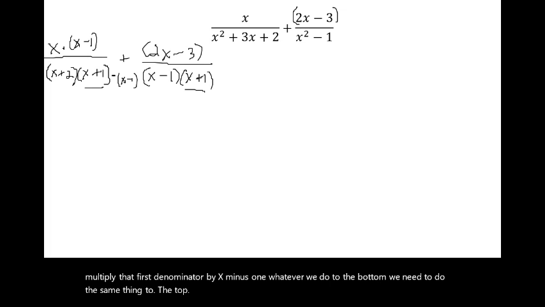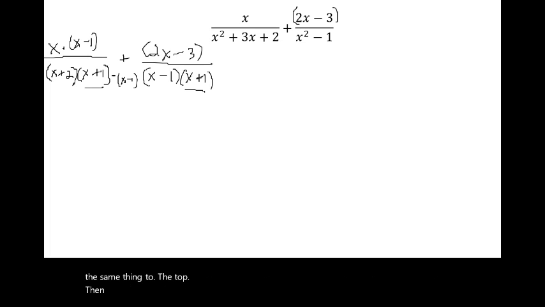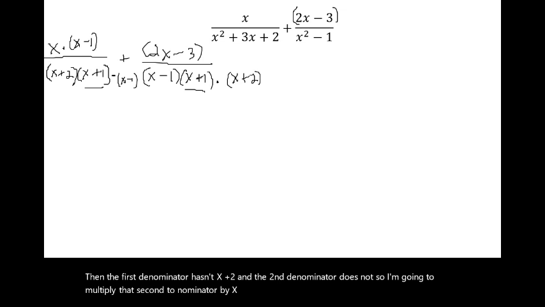Then the first denominator has an x plus 2 and the second denominator does not. So I'm going to multiply that second denominator by x plus 2. Whatever we do to the bottom, we need to do the same thing to the top.